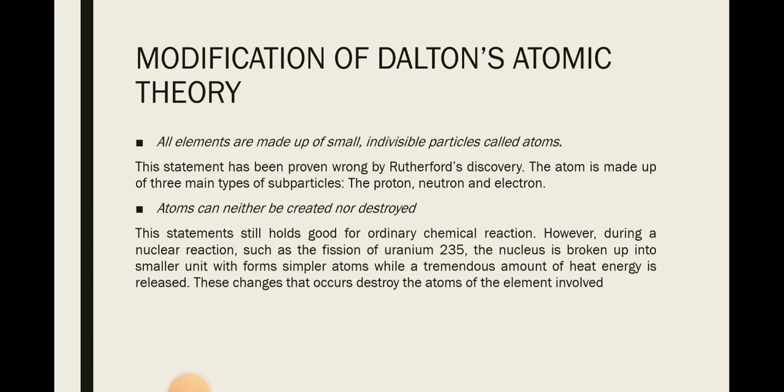The first modification concerns the statement that all elements are made up of small indivisible particles called atoms. This statement has been proven wrong by Rutherford's discovery. We should know that an atom is made up of three main types of particles, that is proton, neutron, and electron.